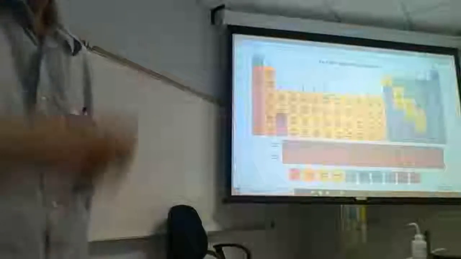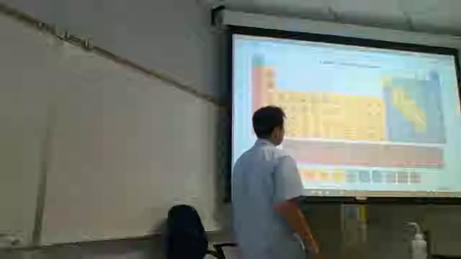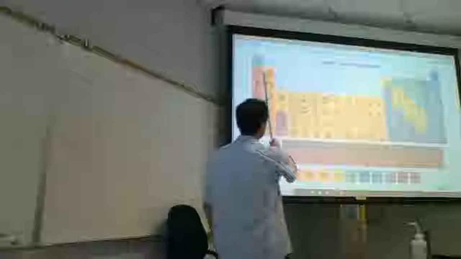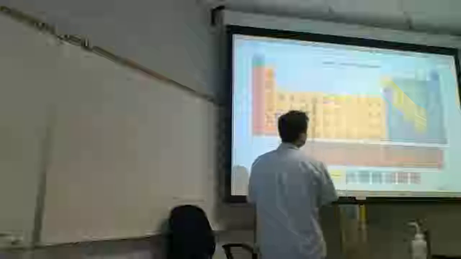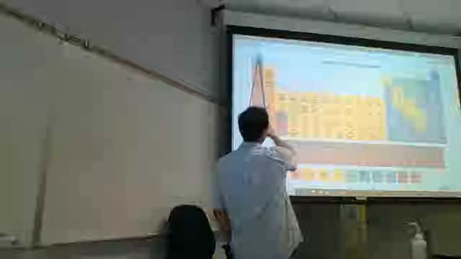All right, the question I had was, how do you determine the number of valence electrons? The number of valence electrons, the easiest way is just to look. For main group, which is the S block and the P block here, the number of valence electrons is given by this number here. This is group 1A.